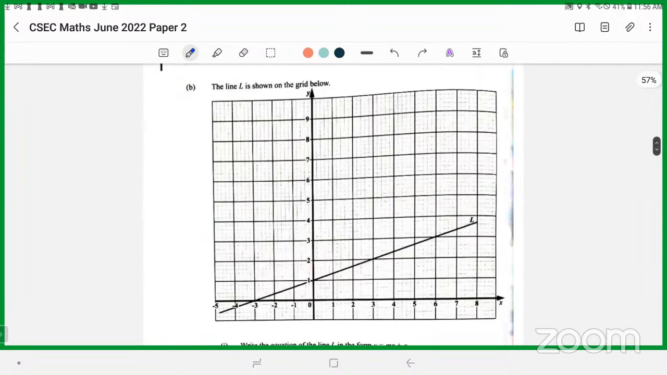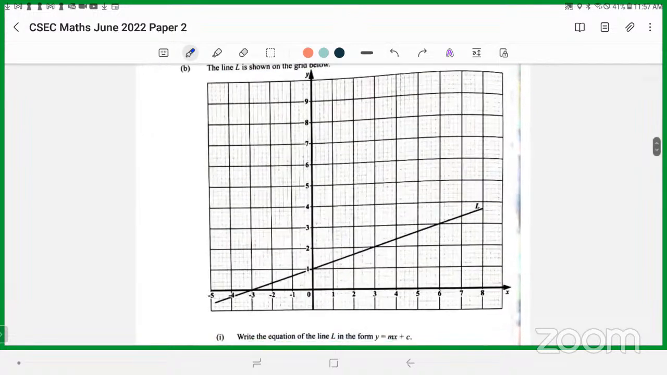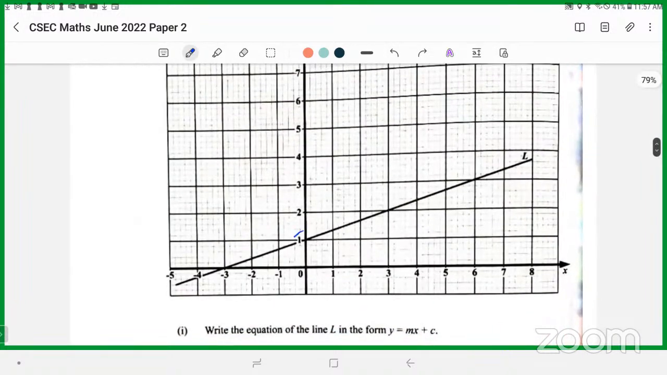So what does this question say? It gives us a graph. It shows this line on a graph right here. And it says the line L is shown on the graph below. And if we observe the line, we can see that the line crosses the y-axis at 1. So right off the bat, before you even calculate anything, you know that c is equal to 1.